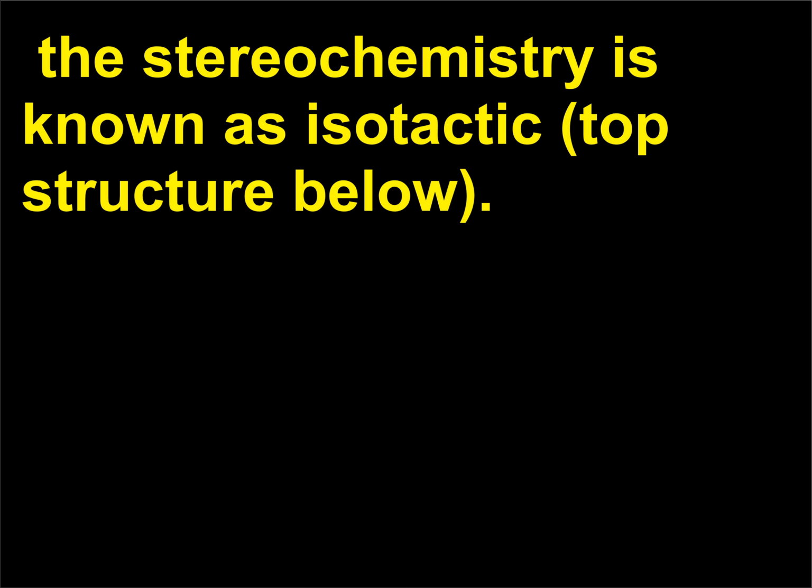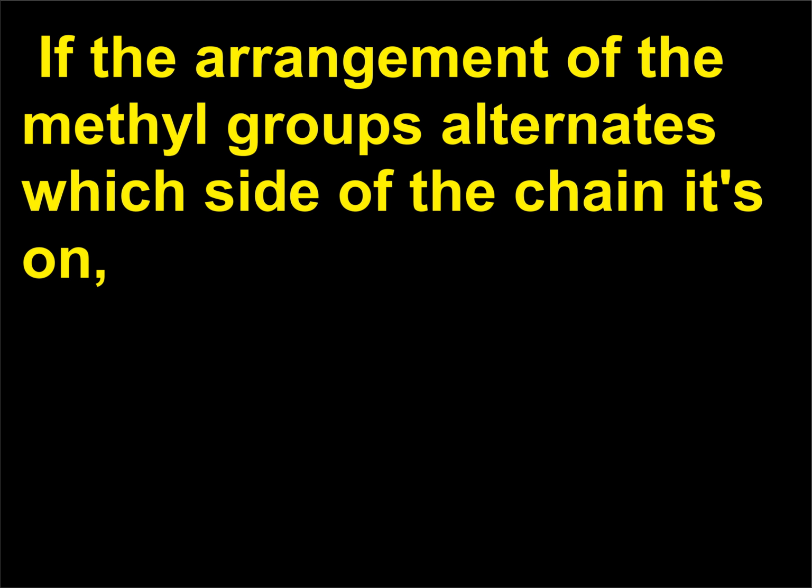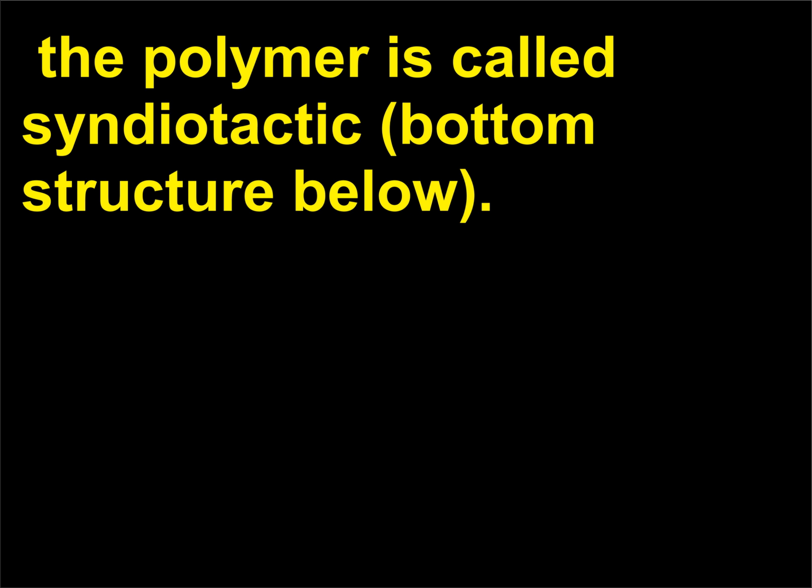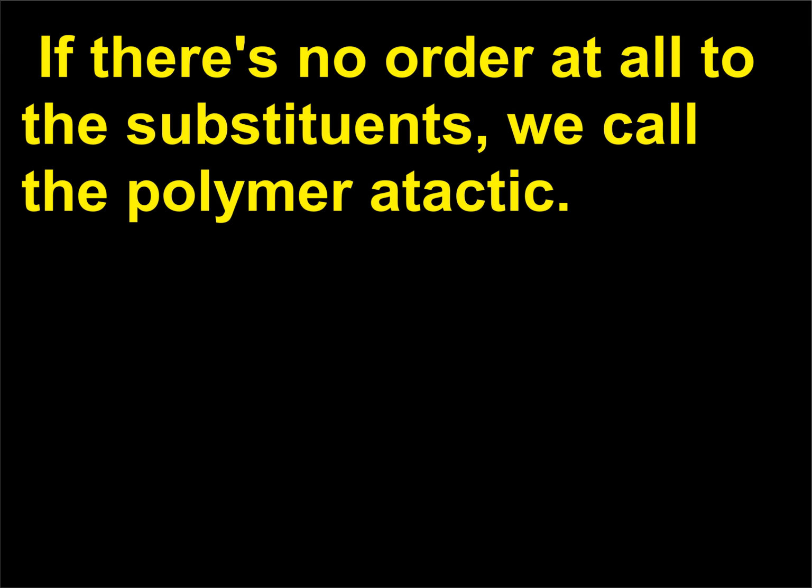the stereochemistry is known as isotactic, top structure below. If the arrangement of the methyl groups alternates which side of the chain it's on, the polymer is called syndiotactic, bottom structure below. If there's no order at all to the substituents, we call the polymer atactic.